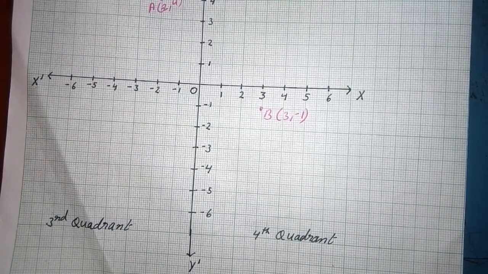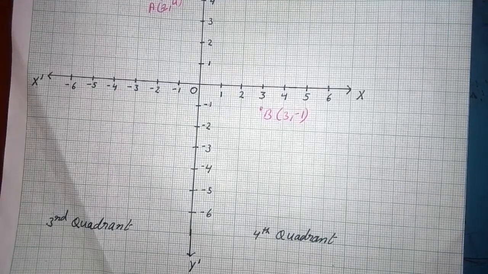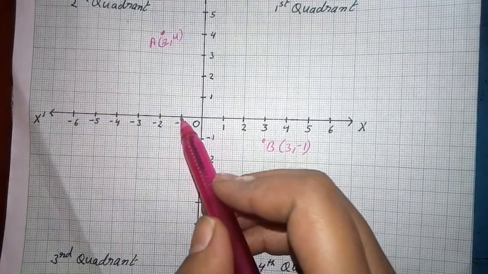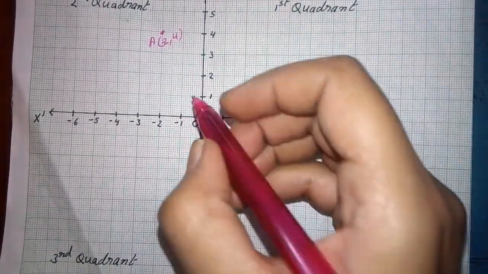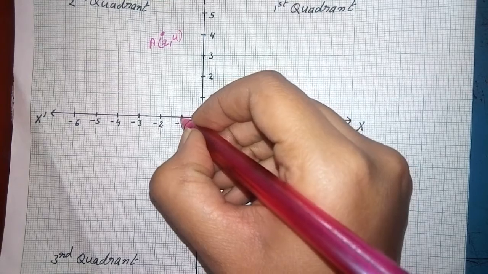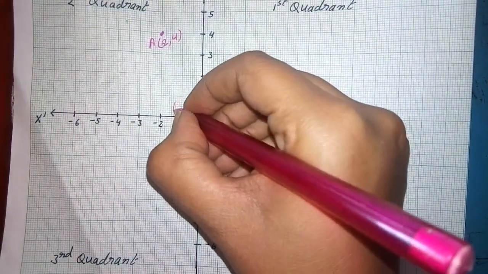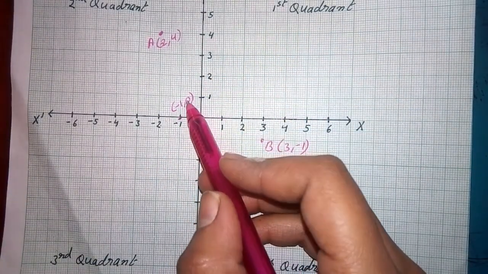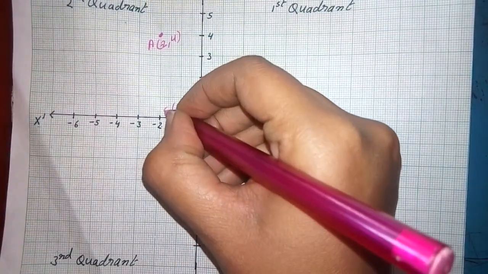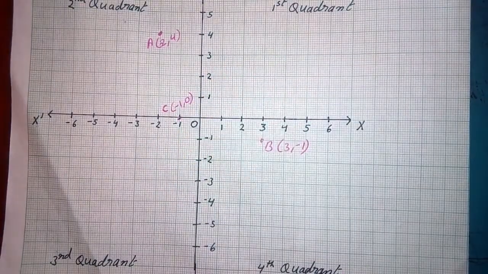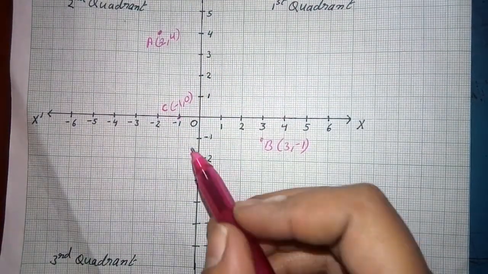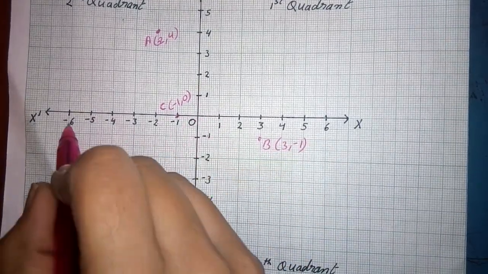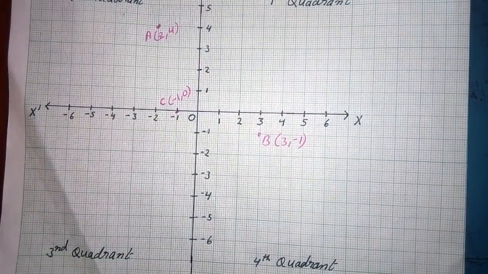Now the third point is (-1, 0). -1 is the abscissa. So this is -1 and 0. So they lie on the negative side of the x-axis, because the ordinate is 0 here. So C of (-1, 0). This is the third point which is given. So (-1, 0) lies on the negative side of the x-axis.